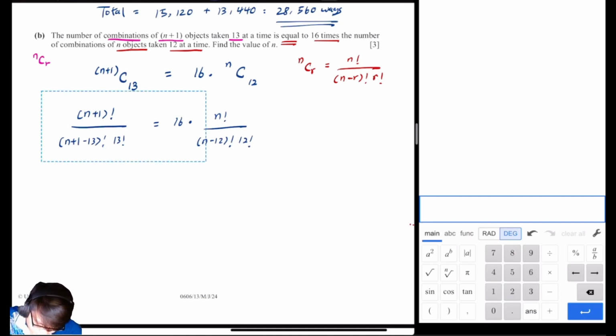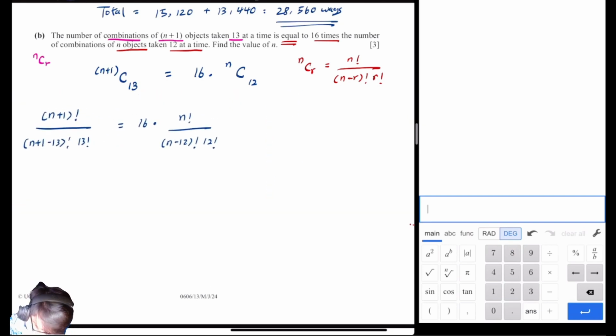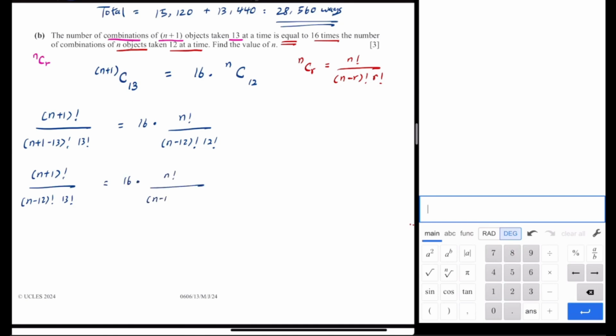Okay, let me just move this one closer to the left. There we go. Now, I'll just try to simplify whatever I can here so that it looks much easier. 16 n factorial over n minus 12 factorial, 12 factorial. So as you can see, this one and this one, they are the same. It doesn't matter if you bring them to the right or to the left, they're going to get cancelled out, right? So just cancel the complicated stuff.